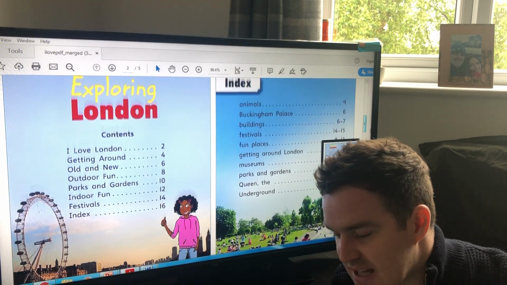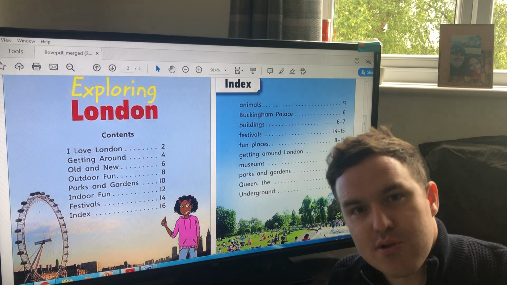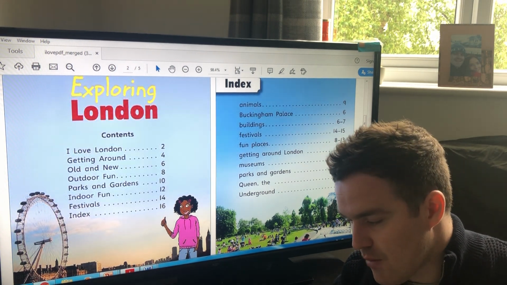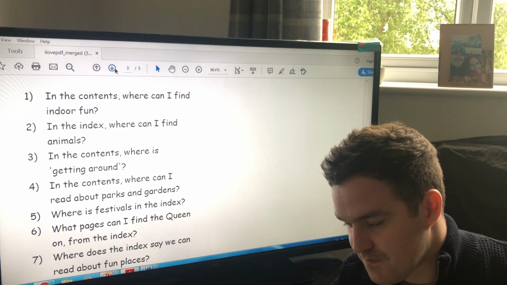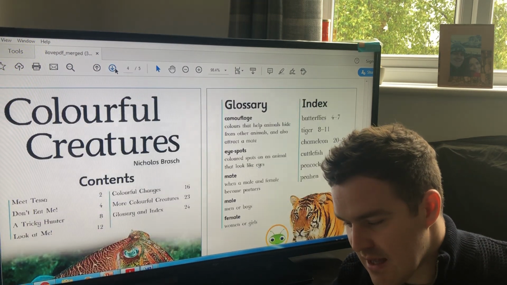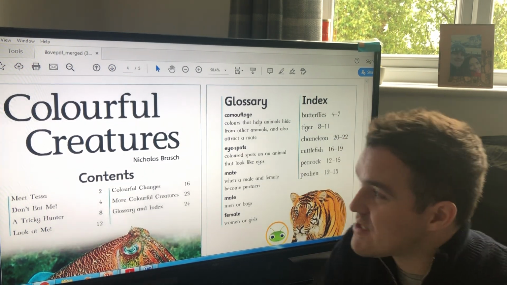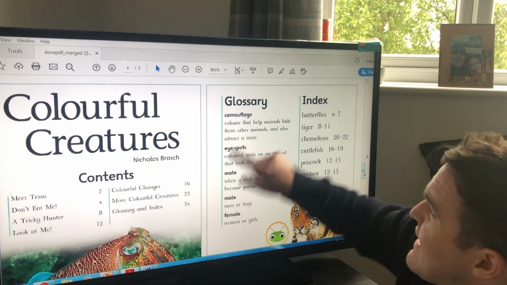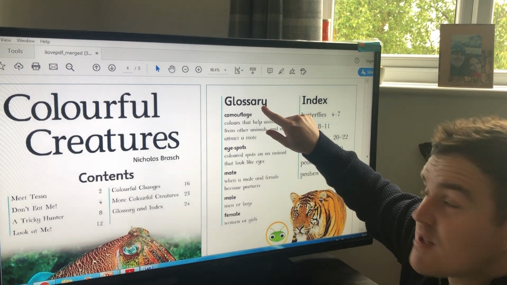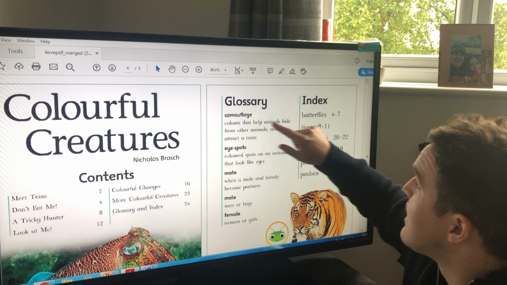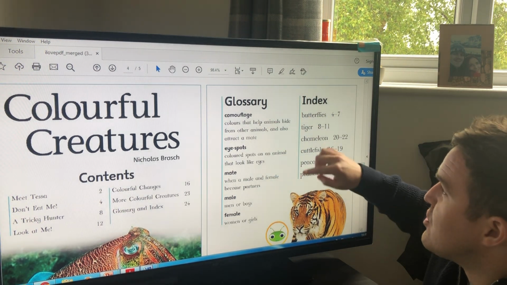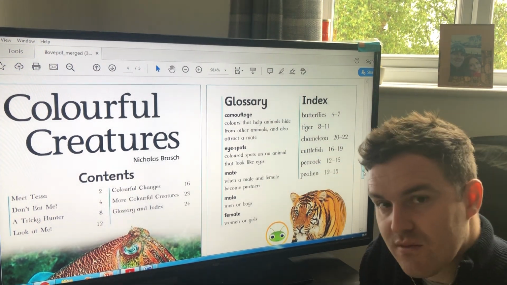Then we have Exploring London, which is a little bit harder because it's a little bit harder to read, but similar questions. The questions are on the next page. Okay? And then finally we have one that's probably the hardest because it has a contents page, a glossary with those tricky words in it. Remember the bit which tells you what the tricky words are? And an index. So you might have to use all of those sections.